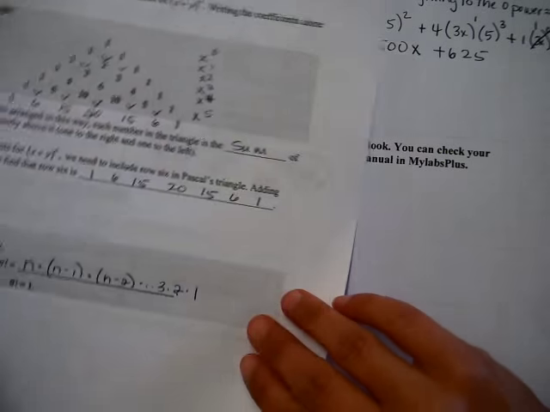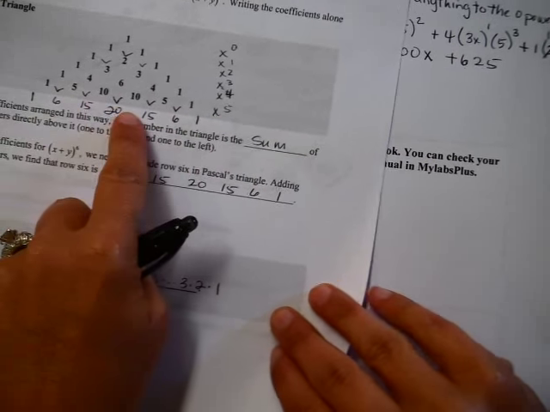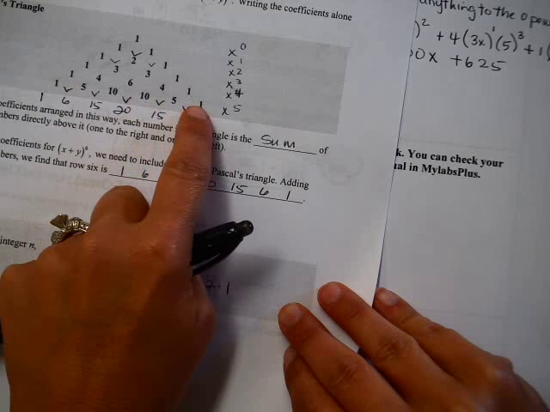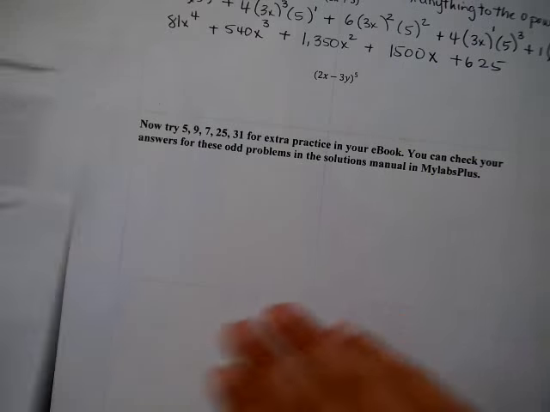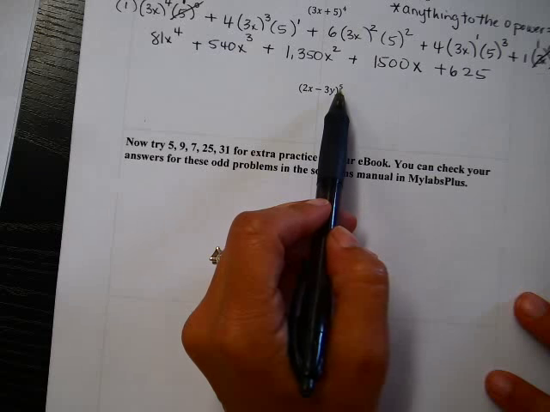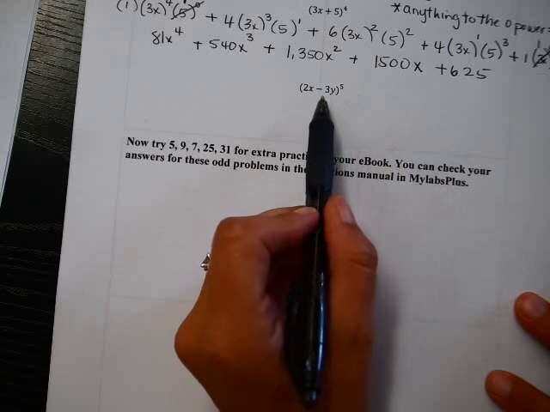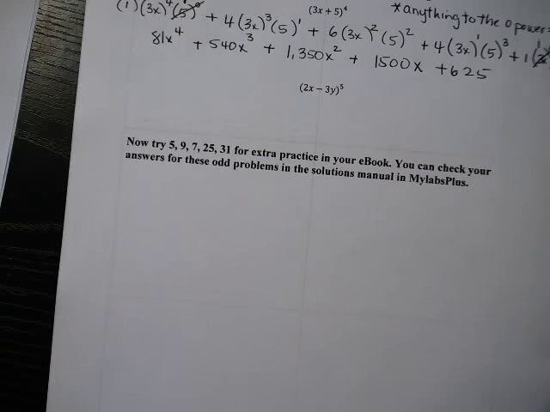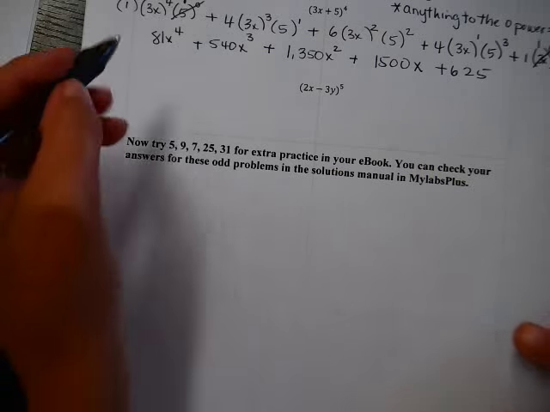So what I'm going to do is go back to my triangle and use that x to the 5th row. That tells me these are going to be my numbers out in front. Then I'm going to have 2x, which starts at the 5th power and goes down. And then I have negative 3y, which starts at the 0 power and goes up. Make sure you put the negative in with the 3y.